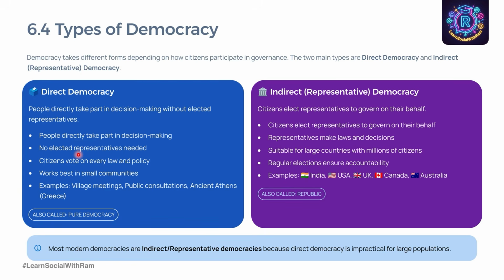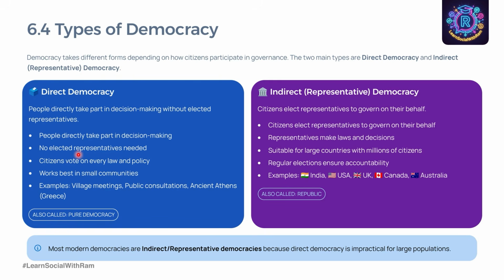For example, village meetings, public consultations. For example, in ancient Athens. The features are there is direct participation, there is equal voice, and there is no involvement of a middleman. There is an advantage as well as a disadvantage in direct democracy. The advantage is there is true representation and greater participation, whereas the disadvantage is it is difficult to conduct in large countries and it is also time consuming.